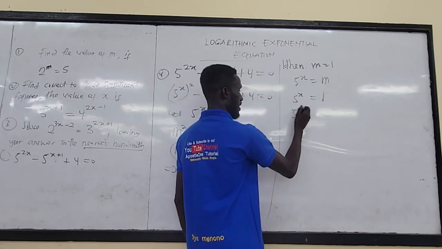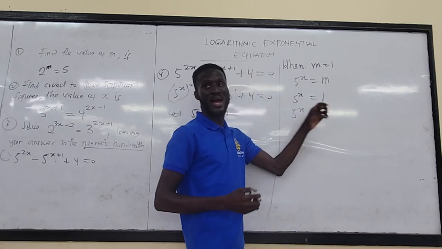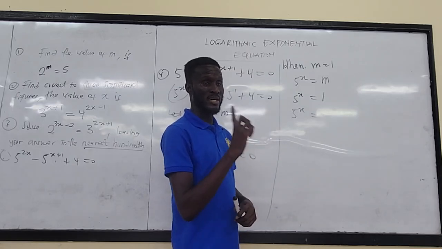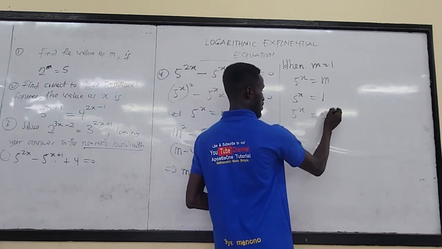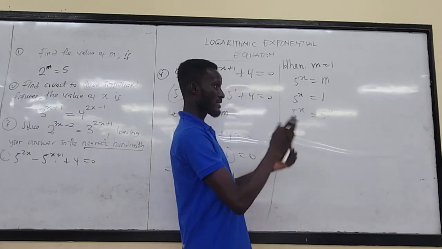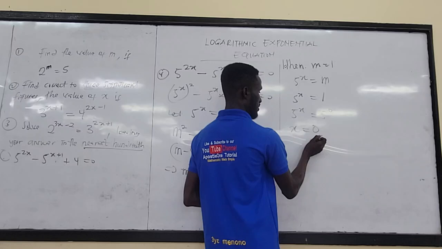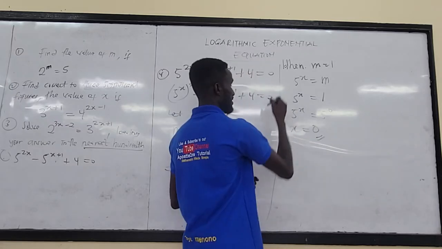So since m is 1, how am I going to get 1? I have to express the 1 in such a way that the base will be 5. And you know that any number exponent 0 is 1. So I'm going to make it 5 exponent 0, which is 1. Since the bases are the same, it means the exponents are the same. So it means x is equal to what?